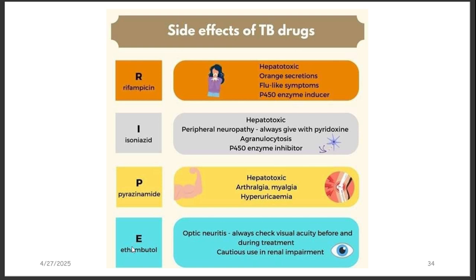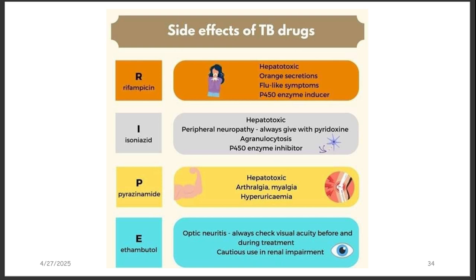In Ethambutol, think of E with eyes. So it affects the eyes. It will cause optic neuritis. I actually don't give Ethambutol in children because when you are giving these drugs, you're going to tell your patient, as you start taking these drugs, if you notice that you are having some difficulties or problems in seeing, you should come and report quickly.